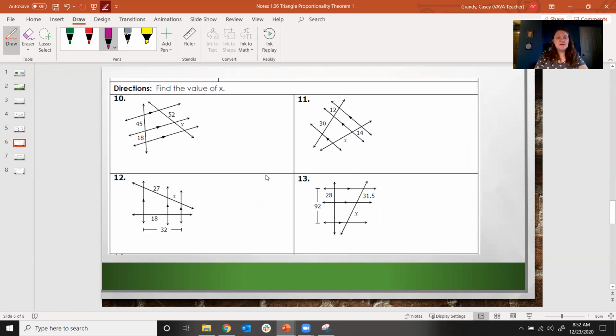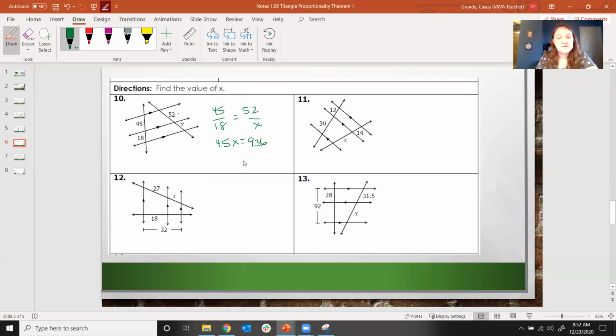Okay, now this works even if it's not a triangle, but you still have parallel lines. So if you have 3 or more parallel lines and they are being cut by transversals, those transversals are being cut proportionally. So in this example, I can say that 45 over 18 will equal 52 over x. And then cross multiply. 45x equals 52 times 18, which is 936. Divide both sides by 45, we get 20.8.